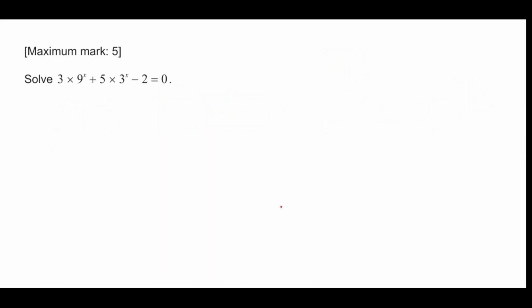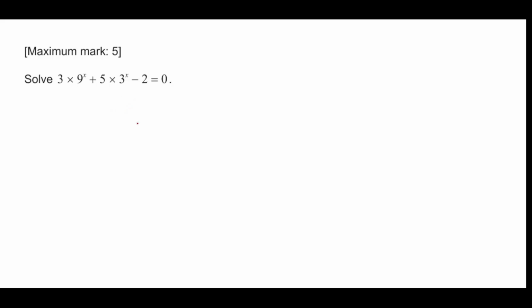Now what is the second question? It is a 5 marker. Now you have an equation and you have to solve for the value of x. Okay, so we have to solve 3 multiplied by 9 raised to the power x plus 5 multiplied by 3 raised to the power x minus 2 equals 0.